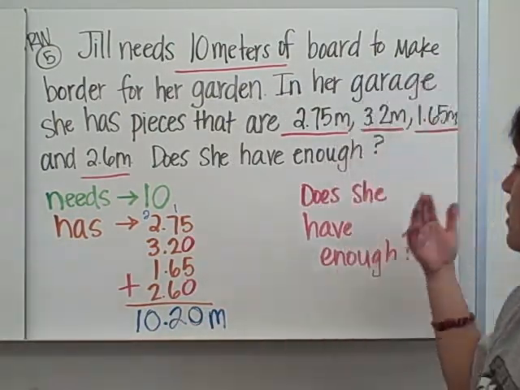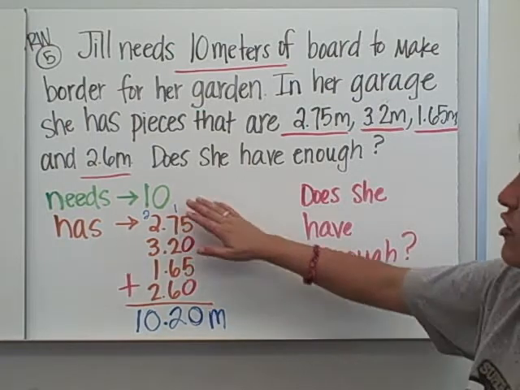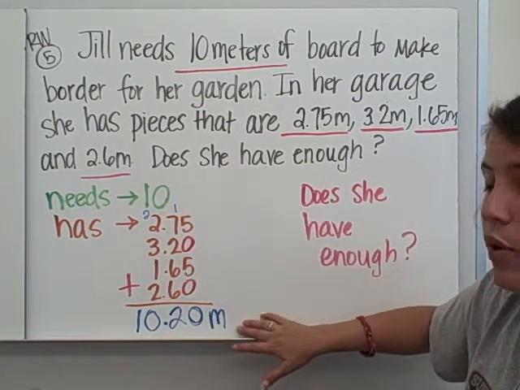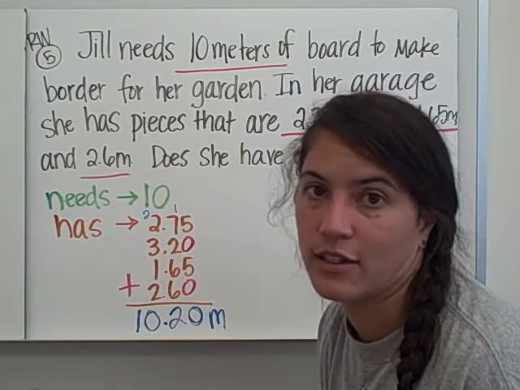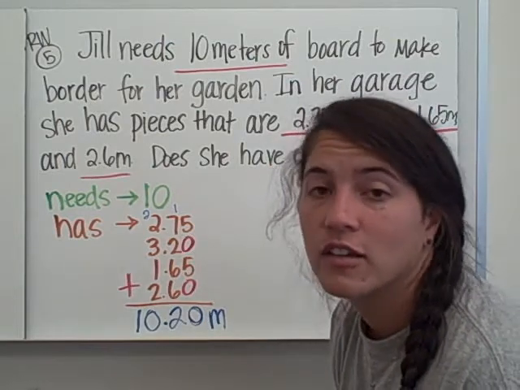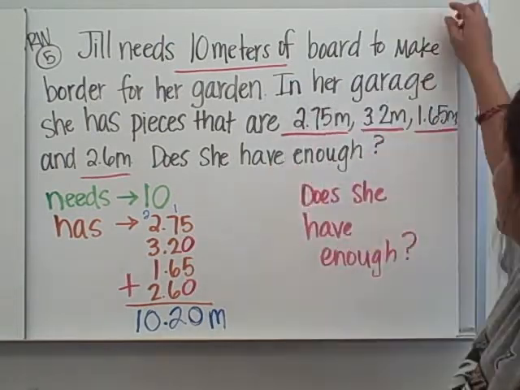So I ask you, does she have enough? She needs 10, she has 10.2. So does she have enough? And the answer is yes, she has enough. Barely, but she has enough.